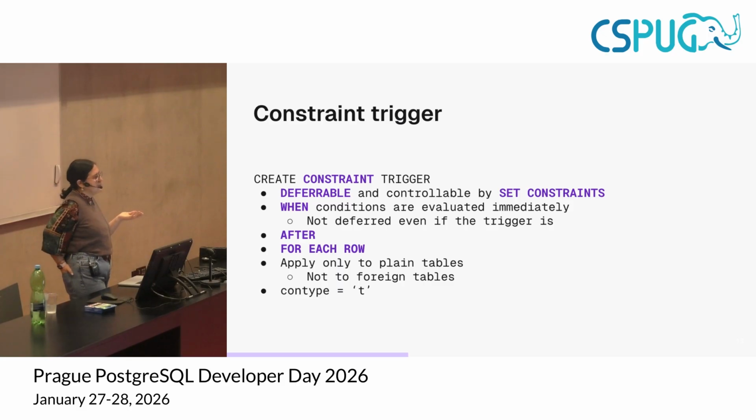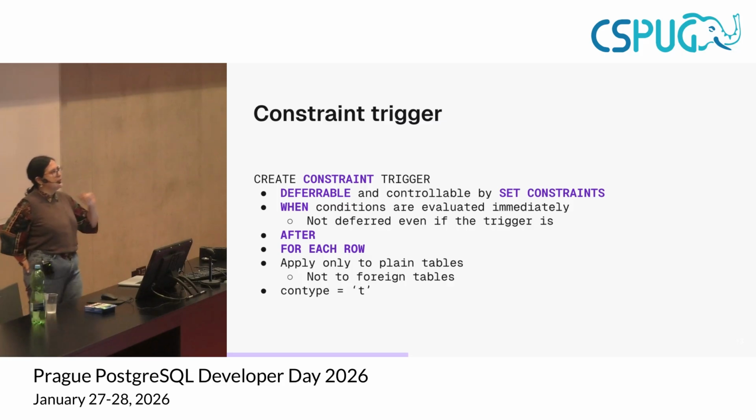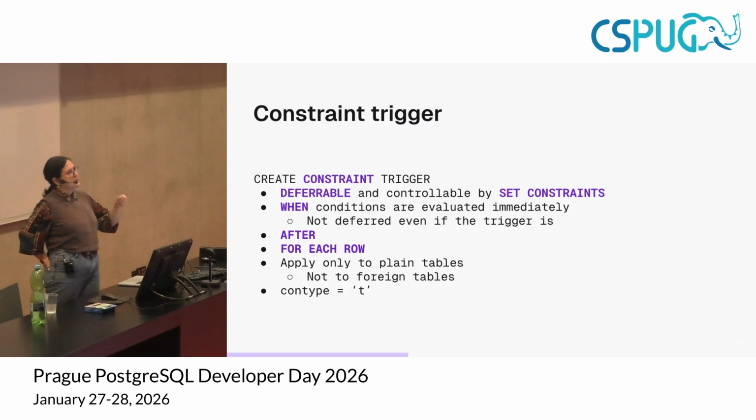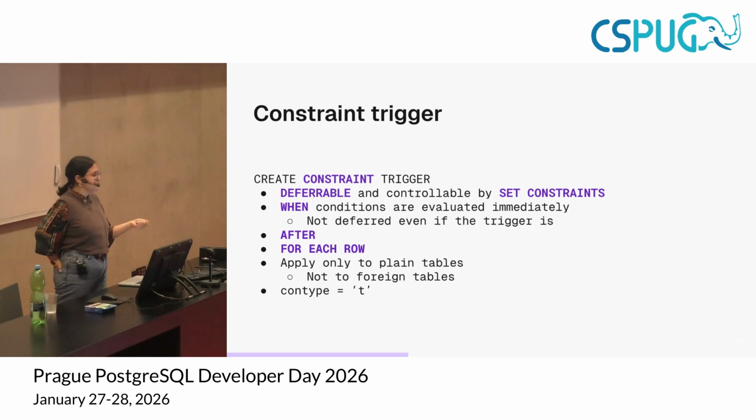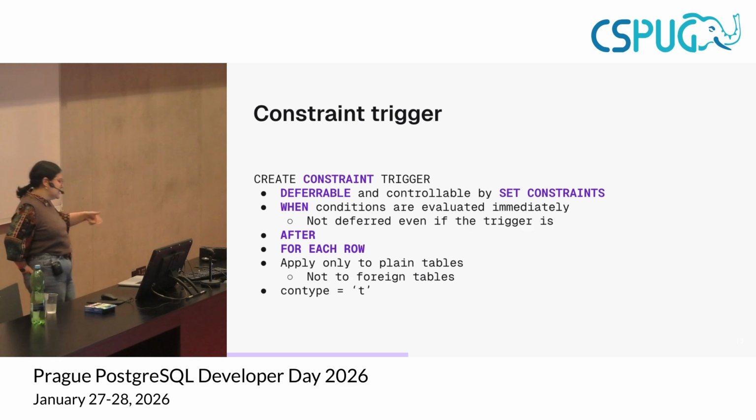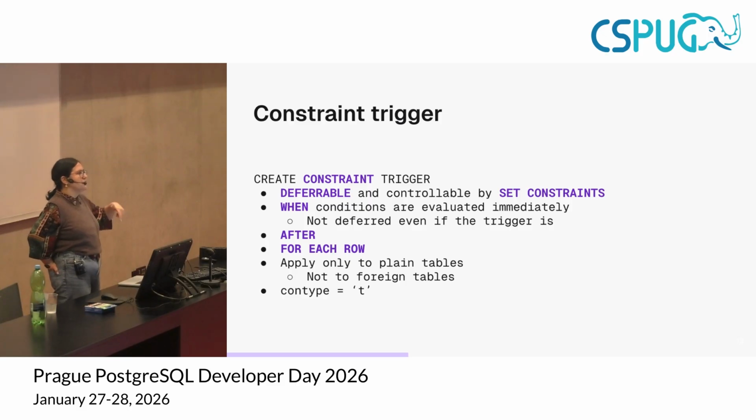And of course, there are some limitations to it. If you have a when condition, even if your trigger is not deferred, it will evaluate immediately. That is something to consider if you ever use it. I don't think it will be used often, and I will say why. And they need to be after triggers. Why? When the constraint is about validating something, there needs to be some data to be validated. That's why they need to run after. And a similar thing for each row. Constraints validate row by row, so you can't do it for each statement, only per row.